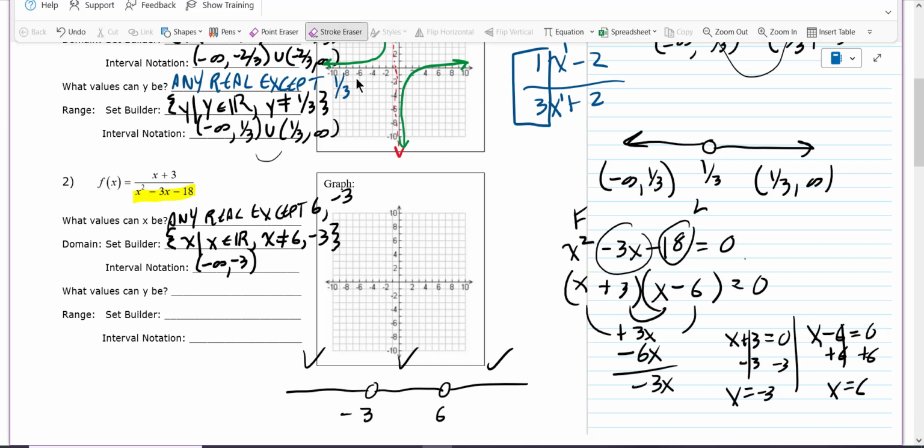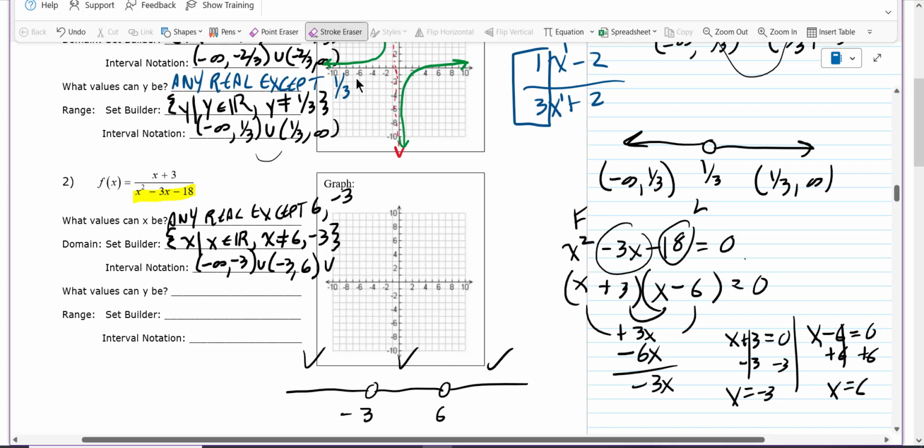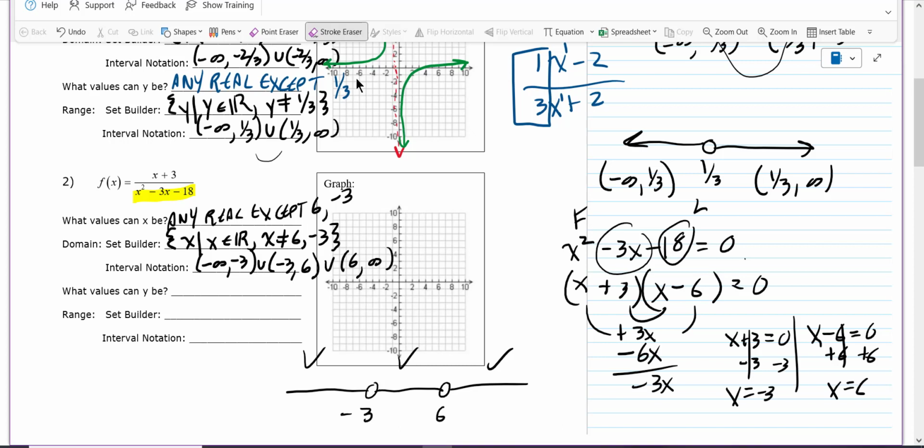You have to say between negative 3 and 6, so you would say union negative 3, 6 like that. Then you have to tell me all the numbers bigger than 6, so you write that as 6 to infinity like that. Okay, now again, you have to have parentheses. So this interval is saying every number except, you can't be negative 3 and you can't be 6. Does that make sense?